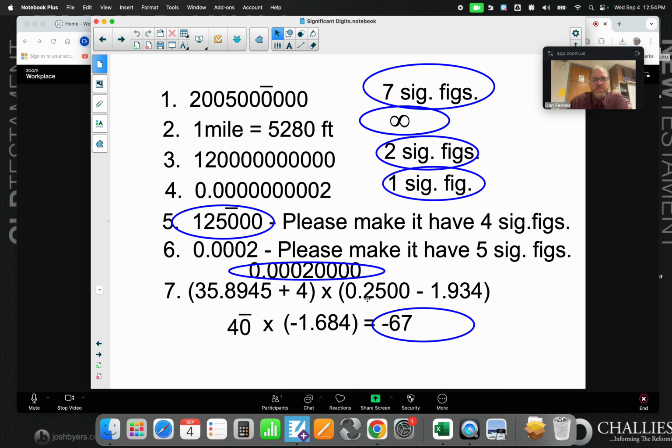And when I subtract 0.2500 from negative 1.934, I get negative 1.684. When I multiply them, let's do the calculator here to get the exact number. 40 times negative 1.684. I get negative 67.36, but I have 2 sig figs here, 4 sig figs here. We have 2 sig figs in the answer. Negative 67 is my answer.